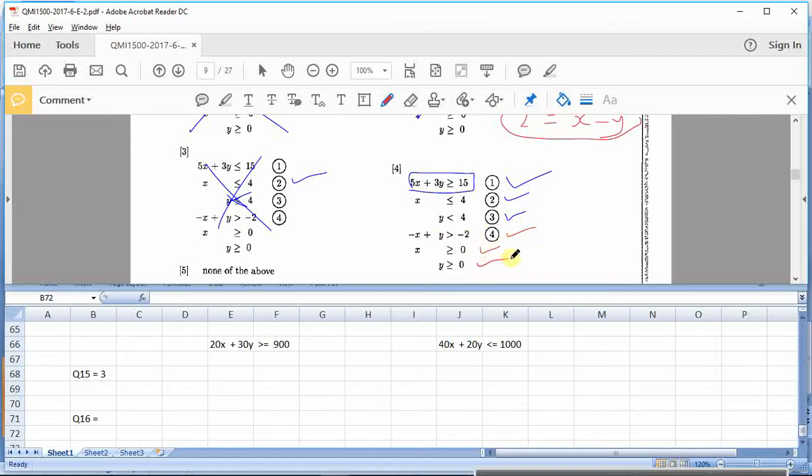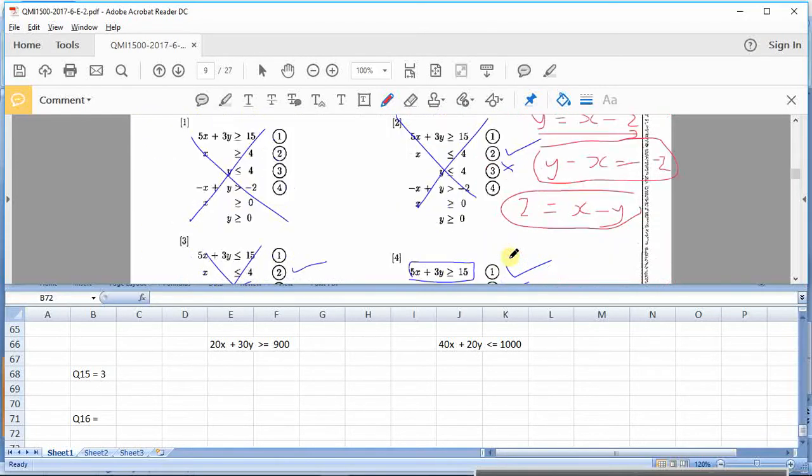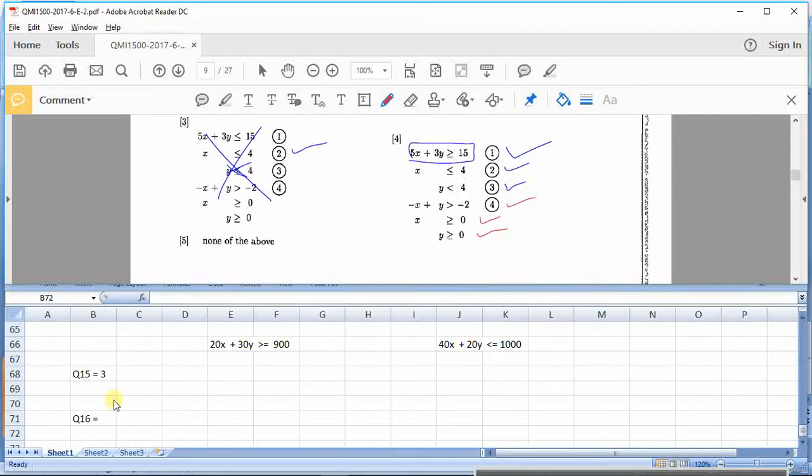Obviously, x is positive, y is positive. I struggled with this one. Yeah, it's just graph interpretation, option 4.